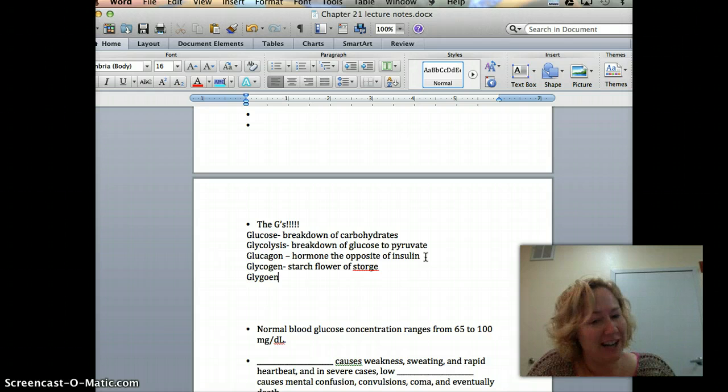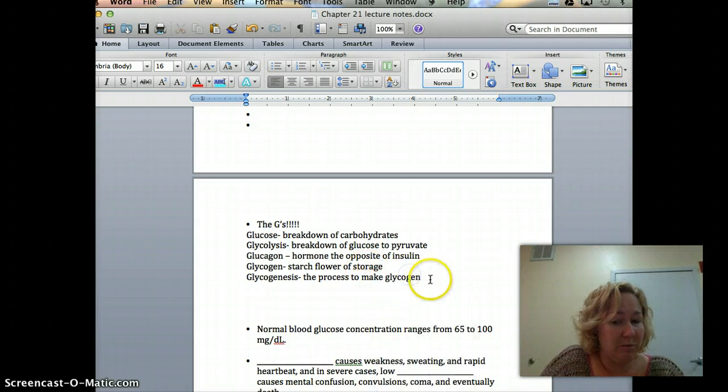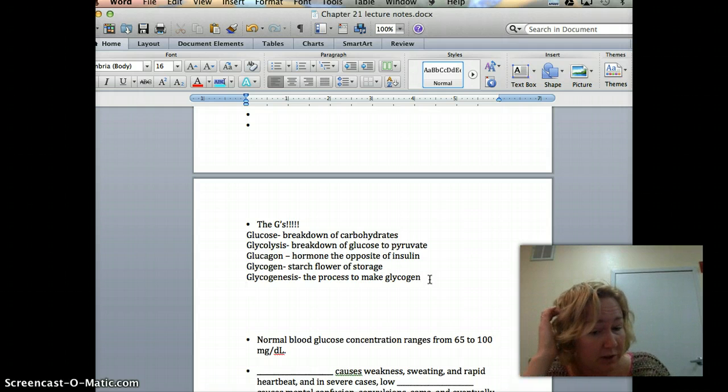Glycogenesis. I'm not even making this up. It seems like I am, but I'm not. No, it's with a C. Glycogenesis. This is the process to make glycogen. For real. Do you see why I'm separating out all the G's? Because you're going to miss this on a test. I mean, just even when to spell it G-L-Y and G-L-U, it makes your head hurt. So, for real, you have to know this. Okay. Glucose, glycolysis, glucagon, glycogen, glycogenesis.